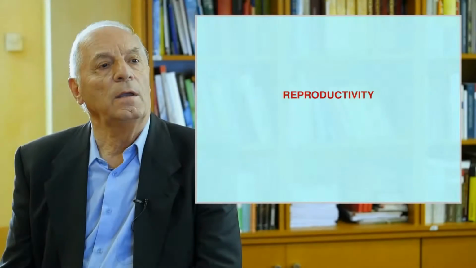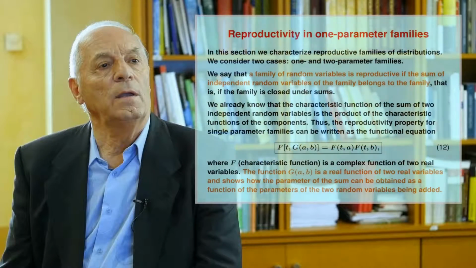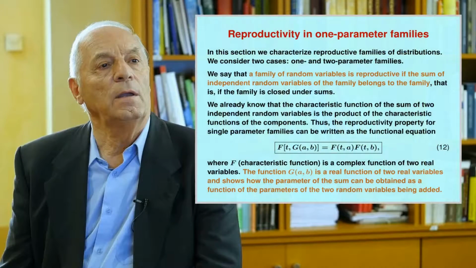Our next problem is the reproductivity problem. In this section, we characterize reproductive families of distributions. We consider two cases, one and two parameter families. We say that a family of random variables is reproductive if the sum of independent random variables of the family belongs to the family, that is, if the family is closed under sums of independent summands.